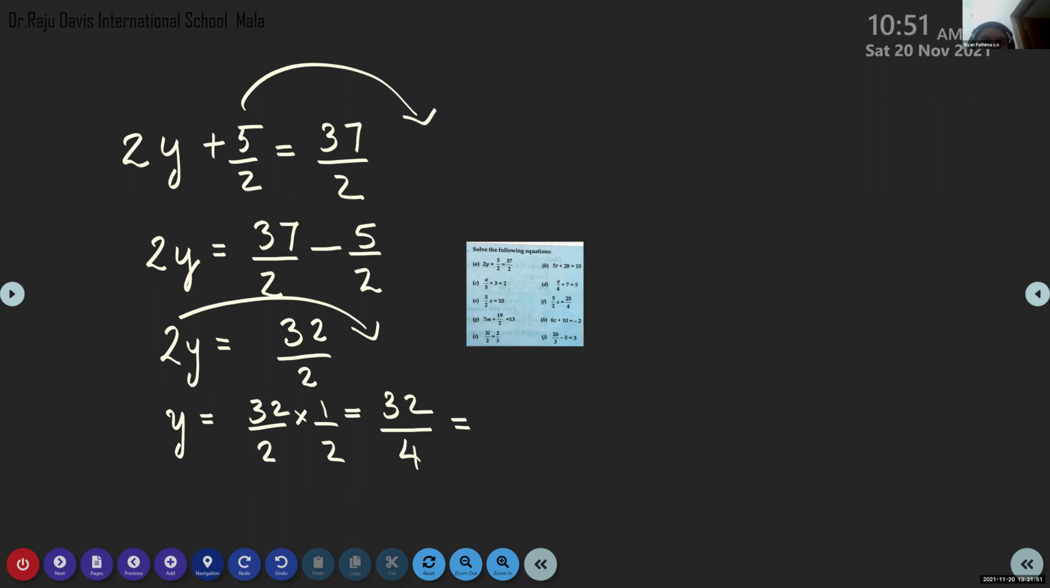8.4 into 8 is 32. So y is equal to 8. This is the way you have to do it. Each one you have to separate and make the variable stand alone.